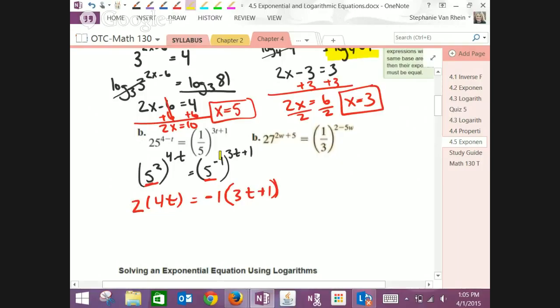Yeah, because this would be to the minus 1 power. 1 over 5 is 5 to the minus 1. That's minus t. What's 4 minus t? Oh, yeah, thank you. 4 minus t, not 4t.